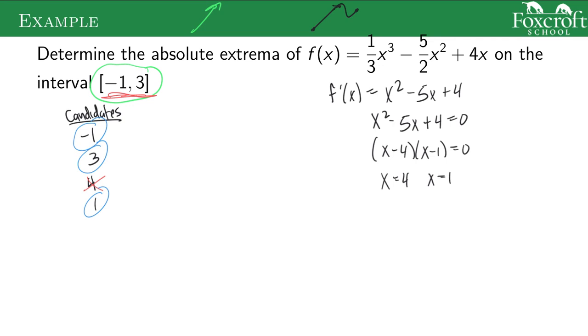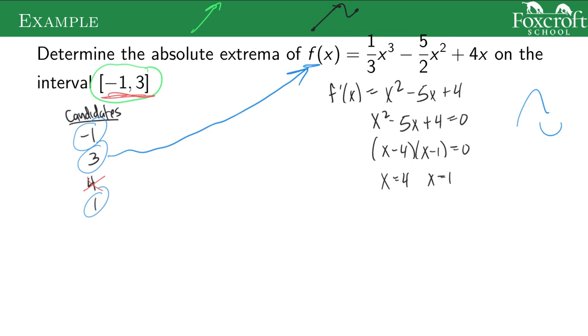Now, how do I figure out which one's which? Well, I'm trying to find the absolute max and min for my original function. So I'm going to take all of these values and plug them into the original function, because if I look at the graph of the original, I want to know where's the highest point and where's the lowest point. Those are coming from the original. So I use the derivative to find the critical points, but I'm plugging these values into the original.